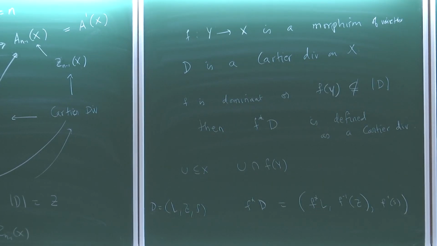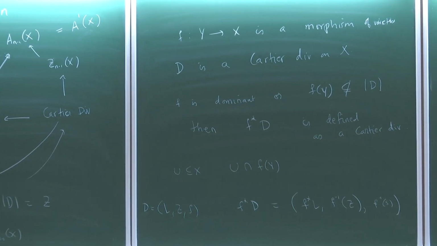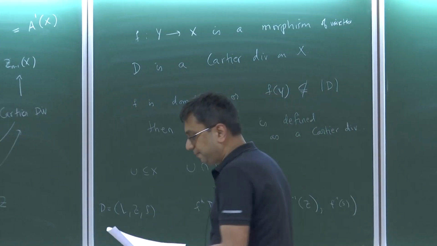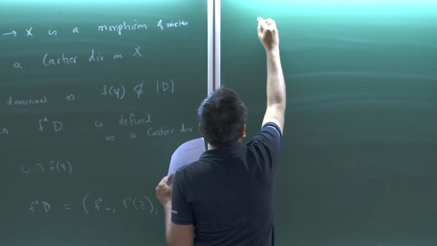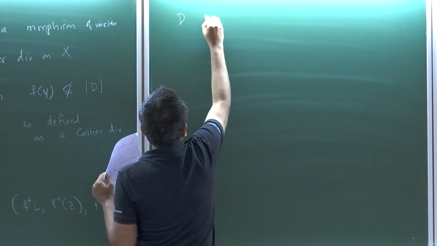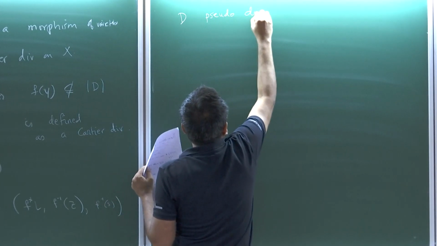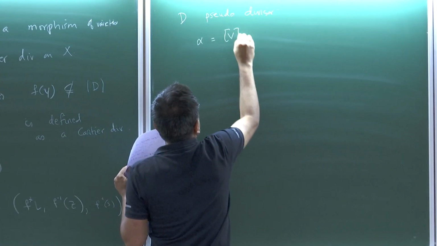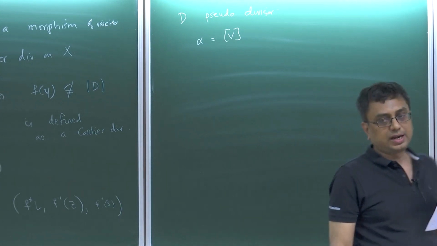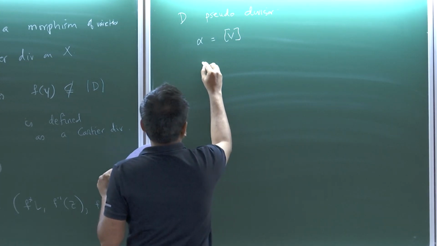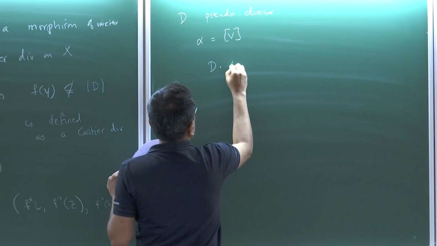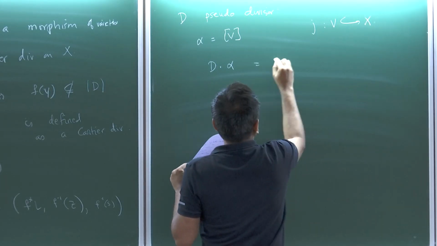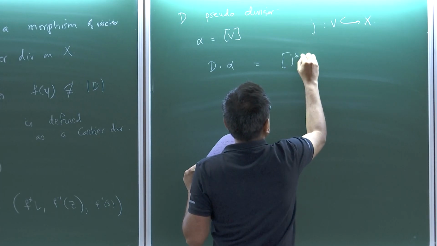Sorry? Z is the support of that pseudo divisor. Yeah. So okay. So now we define this map. If D is a pseudo divisor, and alpha is, let's say, a cycle given by just one irreducible closed subvariety, then we can define D dot alpha. Let's say J is the map from V inside X to be equal to just the cycle defined by the pullback of the pseudo divisor.